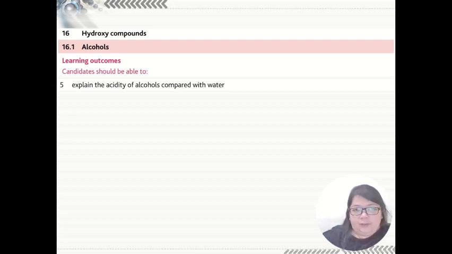Okay, so this is another recording on what I predicted will come out in paper 2. Now, it is one of the learning outcomes under hydroxy compounds, which is alcohol. Number 5 here, you are required to explain the acidity of alcohols compared to water. So that means both alcohols and water are acidic. They're actually both weak acids.